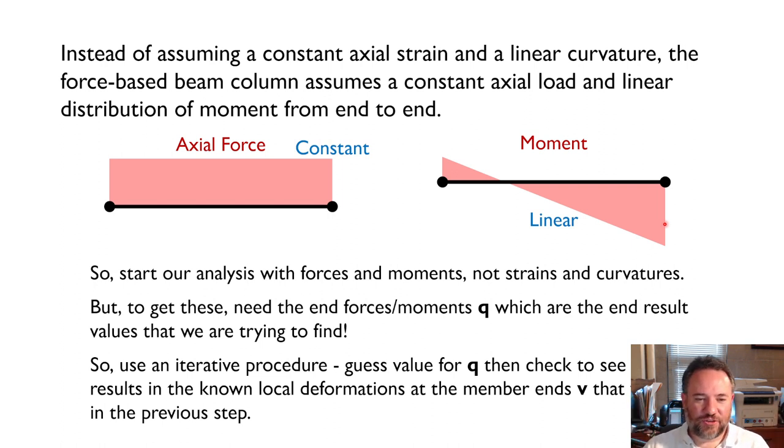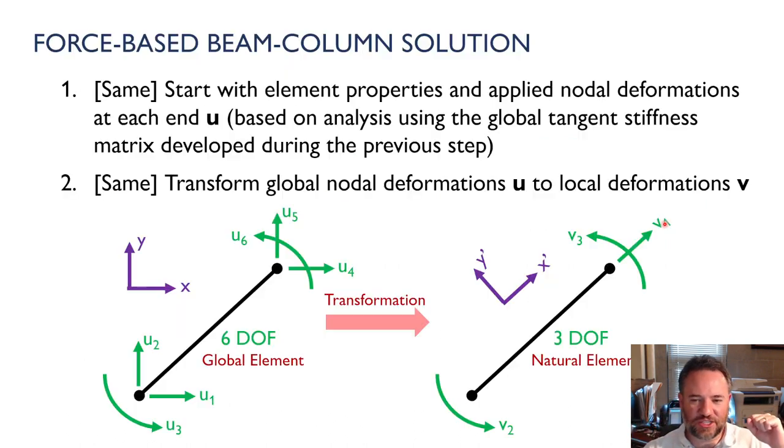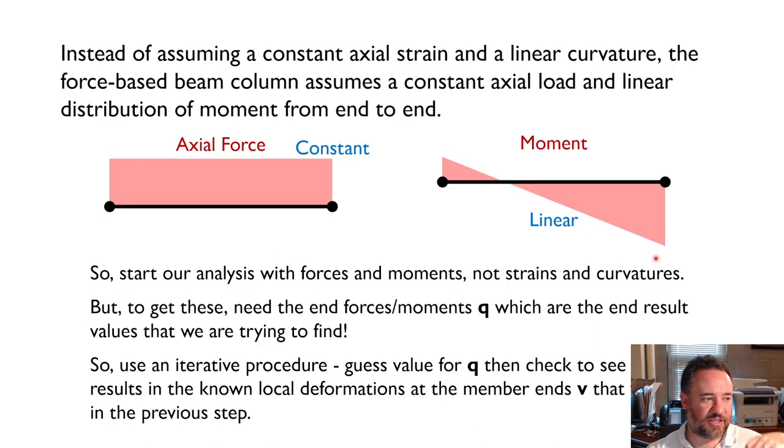And we see if the Q results in the deformations that were given. So I can say, here's Q that I assumed. What are the deformations that would be associated with those end forces, Q? Those deformations, which are called V. And then we see, do those deformations match up with the deformations that OpenSees gave us? And if the answer is no, then we iterate again.